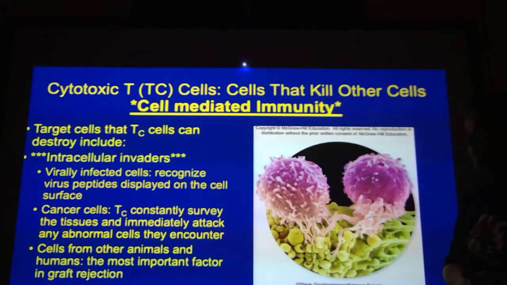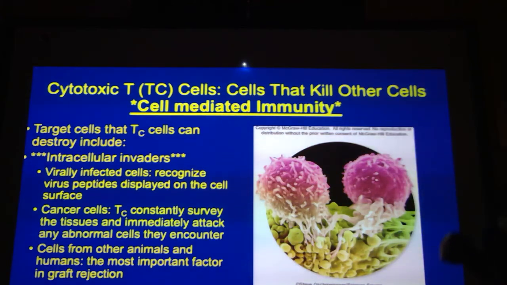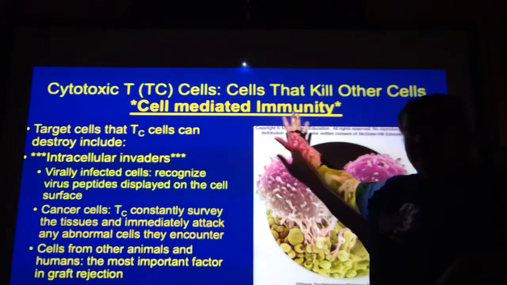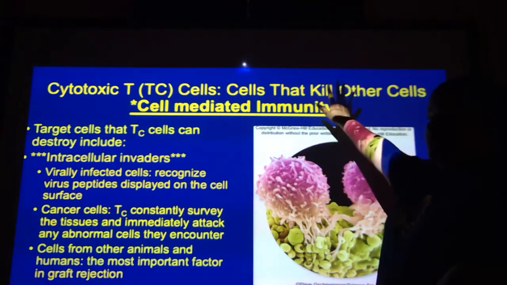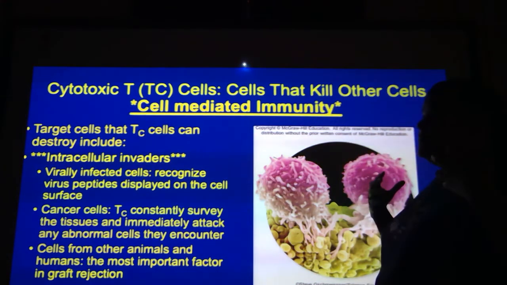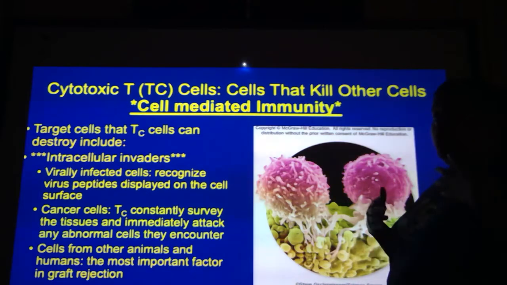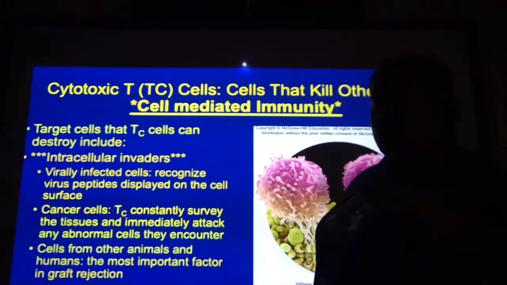A different category are cytotoxic T cells. Cytotoxic T cells are in charge of something we call cell-mediated immunity. Mediate means to control. So cells are controlling this specific immunity. And the ones that do this are our cytotoxic T cells. Target cells that cytotoxic T cells destroy: what are their targets? Honestly, self cells that don't look right anymore.